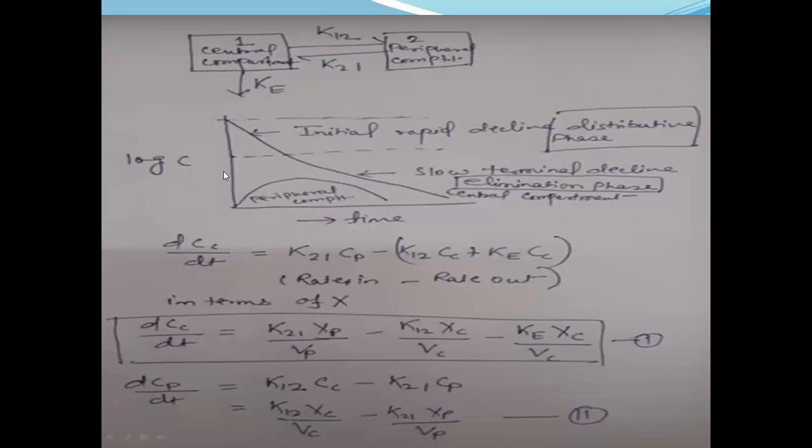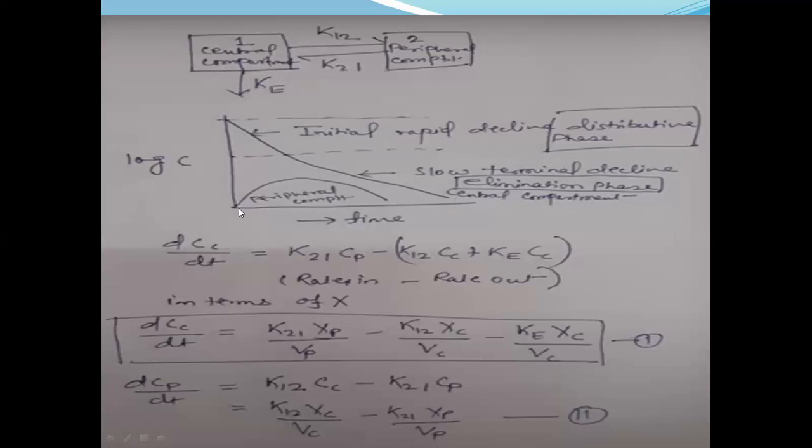And when you plot a graph for this, with log C on the y-axis and time on the x-axis, the central compartment line on this graph will be like this. There will be rapid decline during the initial phase and slow decline during the elimination phase. So that is why the line will be like this. In the distribution phase, the decline of the drug will be rapid, and in the elimination phase, the decline of the drug will be slow. So that is the central compartment graph line.